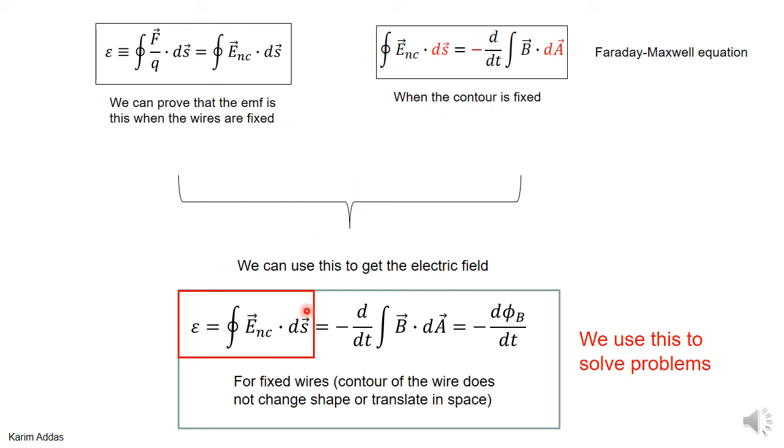And you can combine these two to get the relationship that gives a nice way to relate the electric field to the EMF to the rate of change of magnetic flux. So the EMF is the integration of E dot ds, and it's equal to minus d phi by dt. This equation holds only in the case where you have fixed wires. And so if you get a problem where you want to calculate the electric field going around some closed contour, this is the equation to use. The integration of E dot ds is minus d phi by dt.